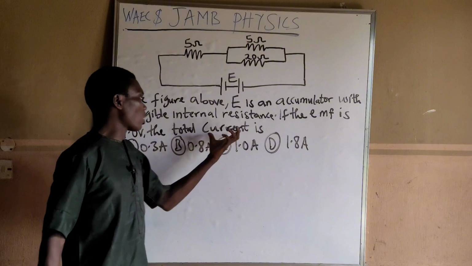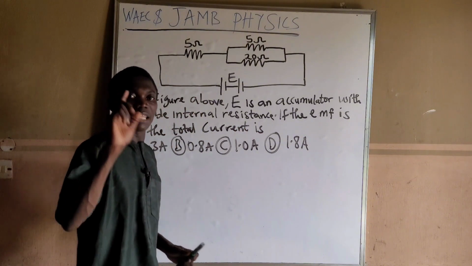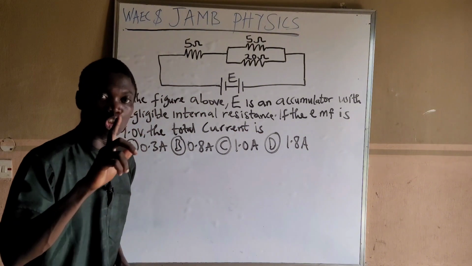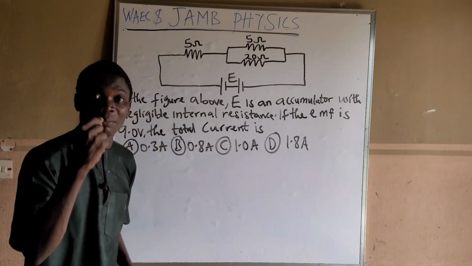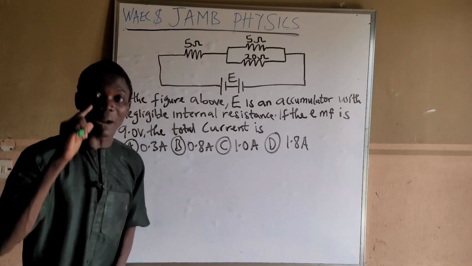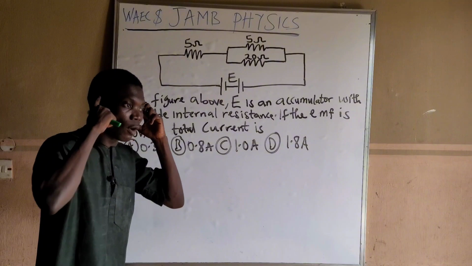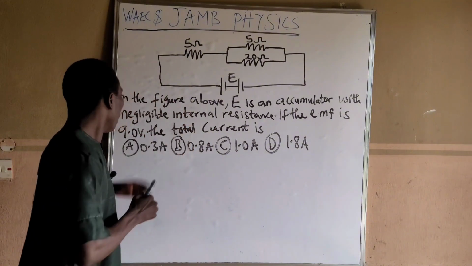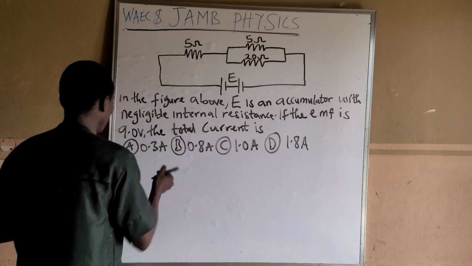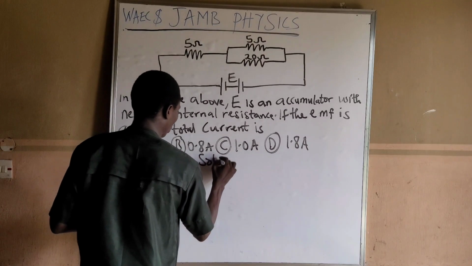The total current is, now take note, the first thing you need to do whenever you are given a problem is to write out your parameters. Write out your what? Your parameters given. Even if you don't know the formula, as you are writing the parameters, you can easily get the formula. All right, we're given the voltage V, so let's write our solution.